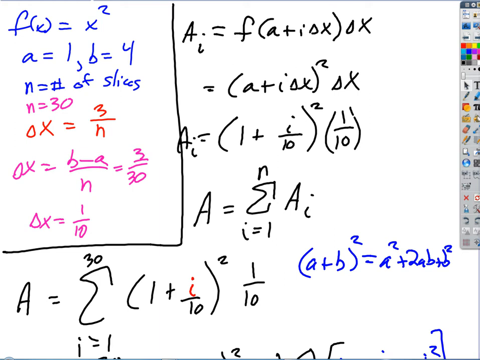Let's quickly debrief what we looked at in the last week. We took this example where we had a function f of x equals x squared. We wanted to add up the area under that curve from x equals 1 to x equals 4, and we did this with 30 slices. We arbitrarily cut it into 30 pieces. And this is where we started.